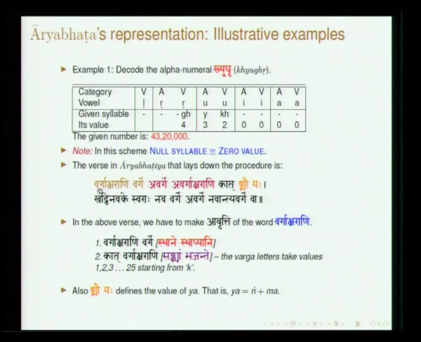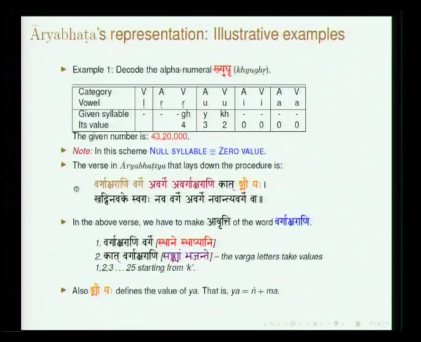So, Aryabhata says, Vargaksharani Varge, Avarge Avargaksharani, Kat Ngumau Yaha, Khadvi Navake Swaraha, Navavarge Avarge Navante Vargeva. Here he has used the term Varga in two senses. When he uses the compound Vargaksharani, it refers to the Varga letters. But when he uses the word Varge separately, it means you have to place it in the Vargasthana. By Vargasthana, we mean 10 to the power of 0, 10 to the power of 2, 10 to the power of 4 and so on.